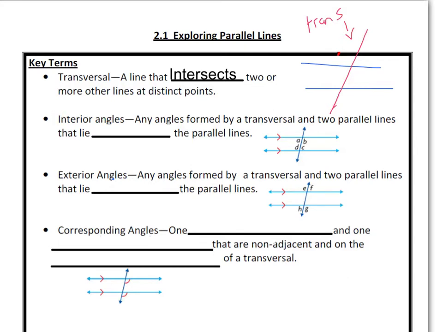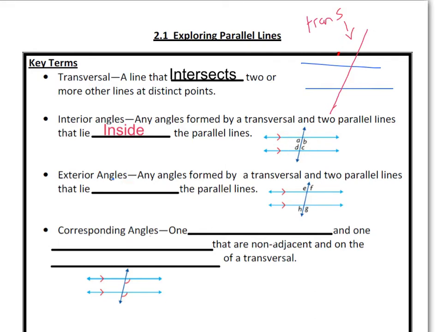An interior angle is basically any angle formed by a transversal and two parallel lines. So notice these two lines right here, they're parallel. That means they'll never cross. And this is our transversal right there. So the interior angles lie inside the parallel lines. So A and B are interior angles, D and C are interior angles. All these inside here are interior angles.